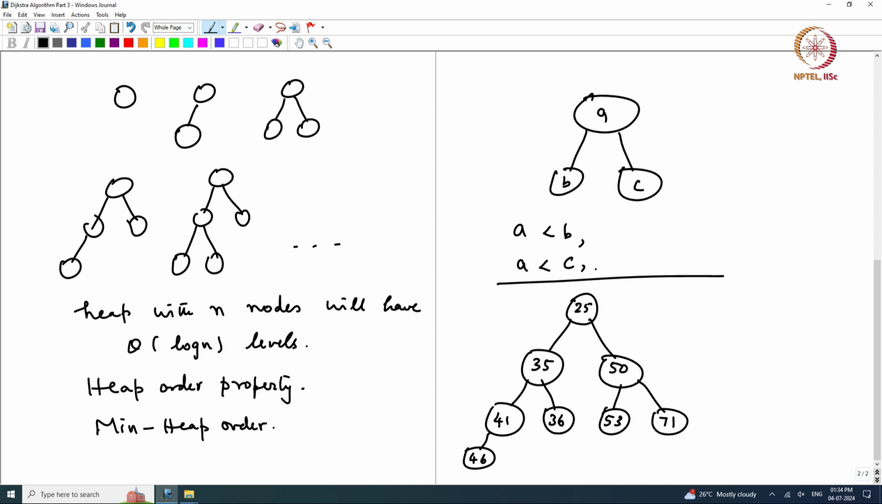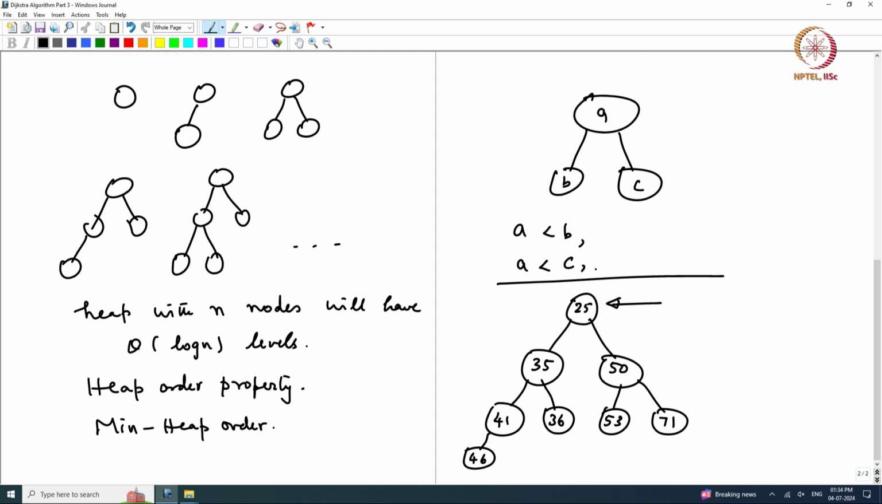Now the minimum will always be at the root. The reason is simple, right. Smaller values will always be located at a higher level. Smaller values cannot be at a lower level, because smaller values are at a higher level. The smallest value is at the highest one, namely at the root.